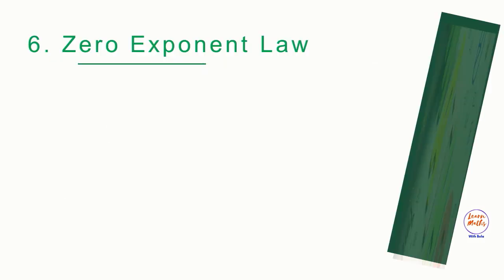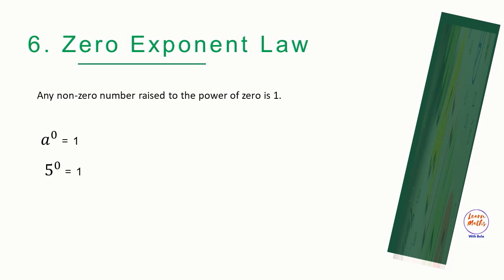Then we have the zero exponent law. So from the word we can get that when you have an exponent that is 0, any non-zero number raised to the power of 0 is 1. So you have any number, let that number be as large as the number of people in the world. As long as it is raised to the power of 0, the answer is 1. So you have a raised to power 0 equal to 1. So 5 raised to power 0 will be equal to 1. That's the law, as simple as that.